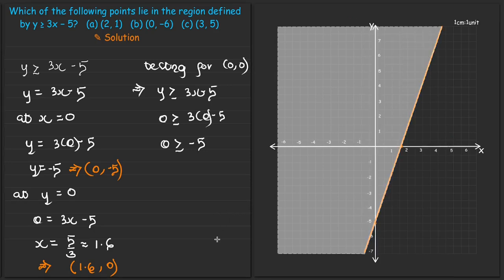Because if it is a solid line and you actually put the dash, then you are trying to say that line is exclusive. It is not part of the solution, but that isn't the case. Any point on the line actually forms part of the feasible region, that is if it is greater than or equal to.